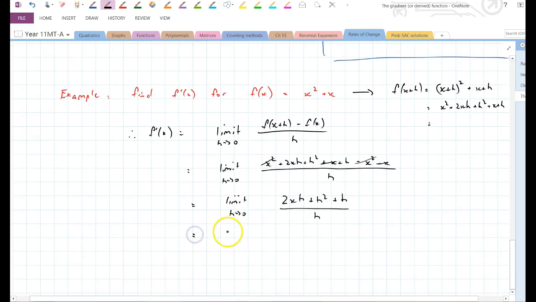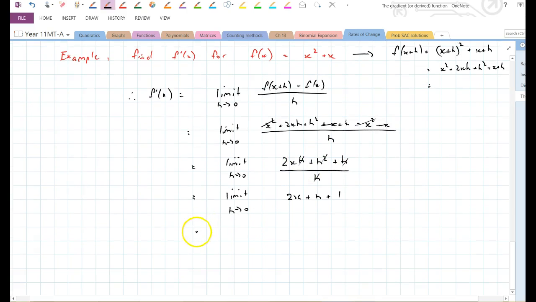Now before we sub in h equals 0, I need to divide through by h and get rid of the denominator of h. So I've got 2x plus h plus 1, once I've run my division of h through. Now I can run my h equals 0 through and I get 2x plus 1. So this is my derivative function, my gradient function.